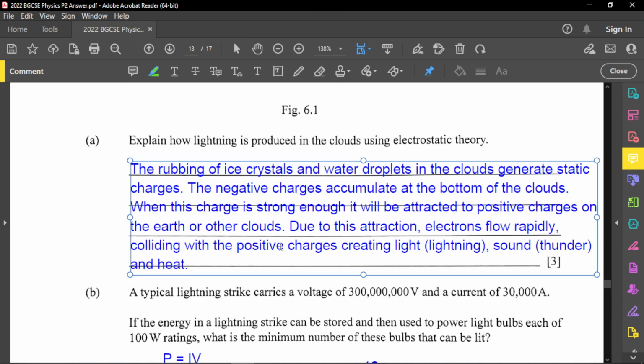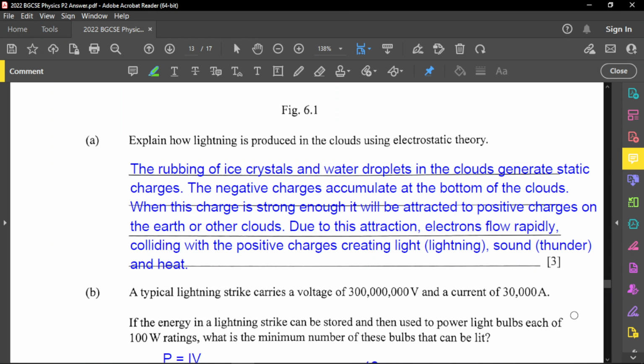All right, the point to note is that the lightning will be seen and then the thunder will be heard after. Even though both of them are generated at the same time, the reason why you see the lightning first is because light travels faster than sound.